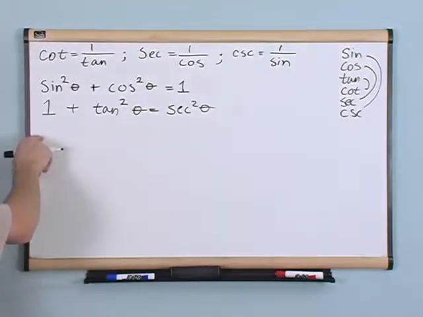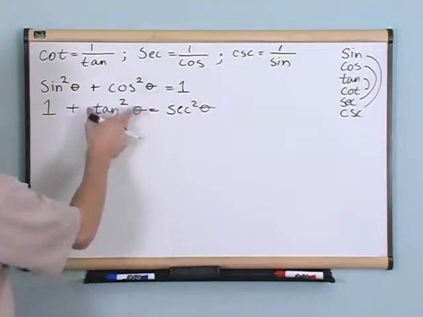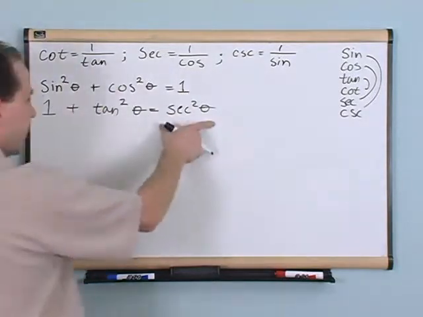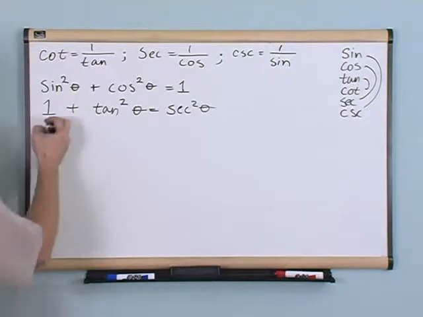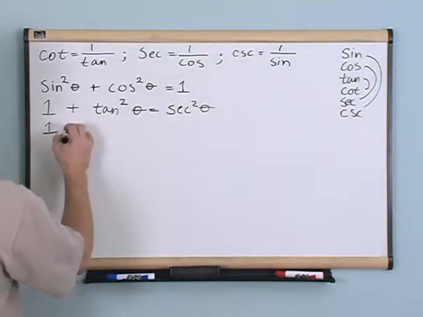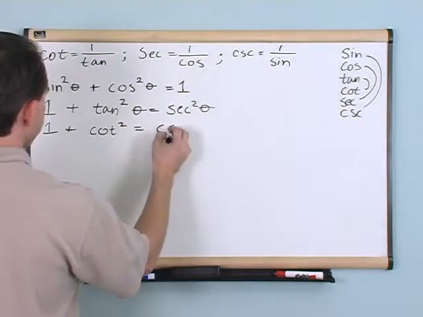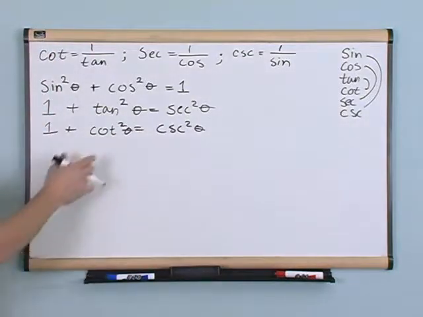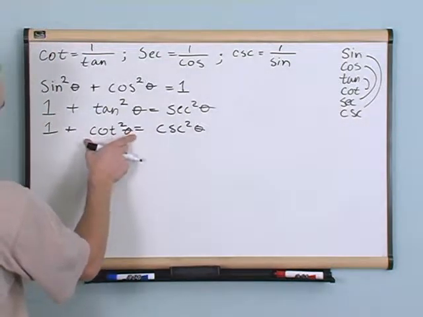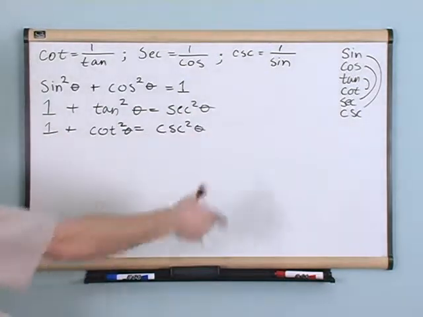I'm just going to tell you that if you have tangent of some angle and you take the tangent of it and you square it and you add 1 to it, what you're going to get is the secant squared of that same angle. And finally, if I have 1 plus cotangent squared, that's going to equal cosecant squared. Again, we have thetas everywhere here. So if I have the cotangent of an angle and I take the cotangent and then I square it, then I add 1 to it, I'm going to get the cosecant squared.